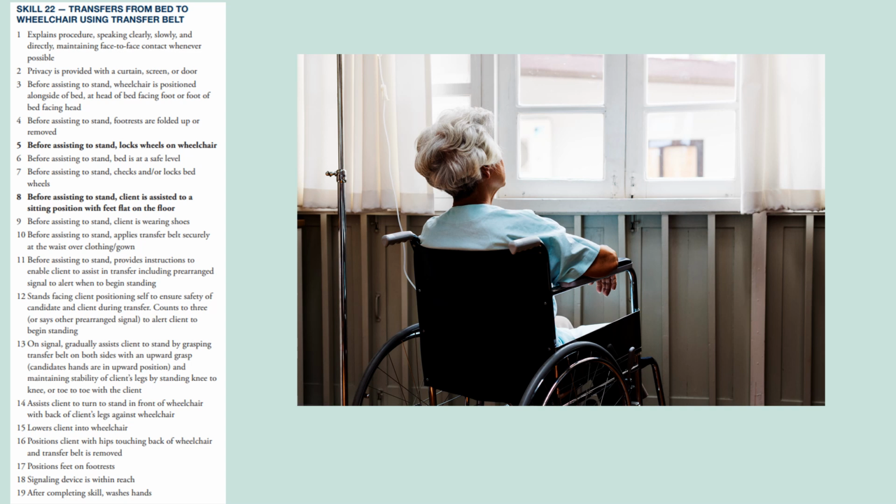Note in step 14, the client should be assisted to stand and then to turn and stand with the back of their legs against the wheelchair. The client is then lowered into the wheelchair with hips touching the back of the wheelchair. Remove the gait belt, provide the signal device, and then the candidate will wash hands. Whether the wheelchair remains locked at the end of the skill is not scored. The candidate will end the skill with the client seated in the wheelchair with their feet on the footrests.